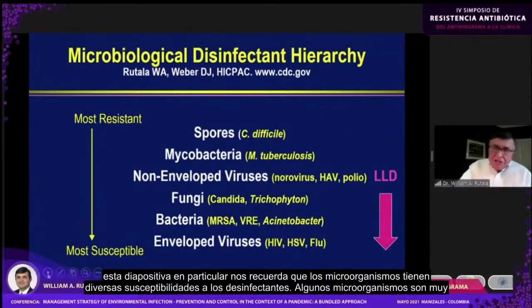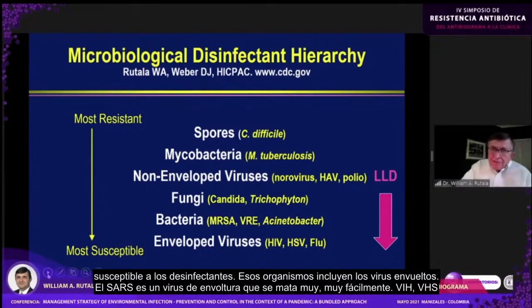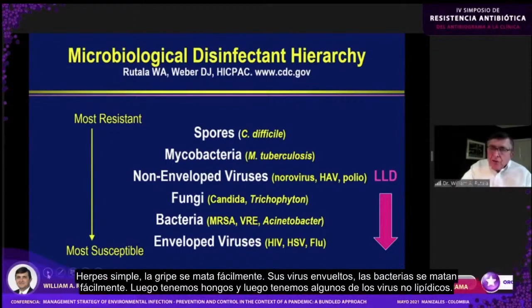Now, this particular slide just reminds us that microorganisms have various susceptibility to disinfectants. Some microorganisms are very susceptible to disinfectants. Those organisms include the enveloped viruses. SARS is an enveloped virus, very, very easily killed. HIV, HSV, herpes simplex, flu, easily killed. They're enveloped viruses. Bacteria are easily killed. Then we have fungi, and then we have some of the non-lipid viruses.